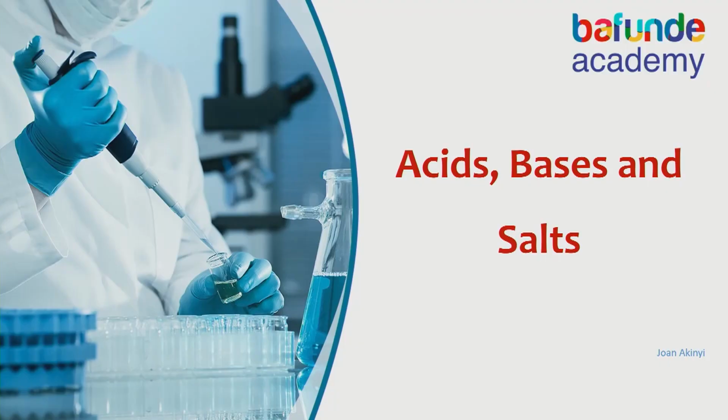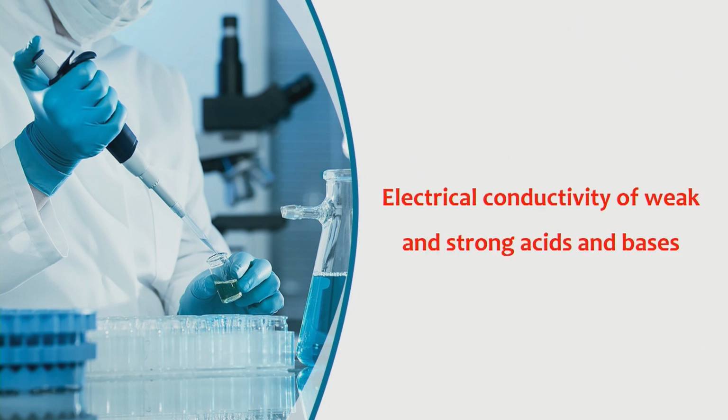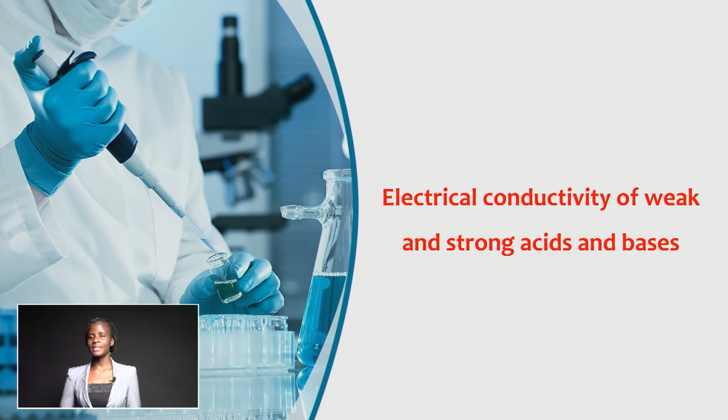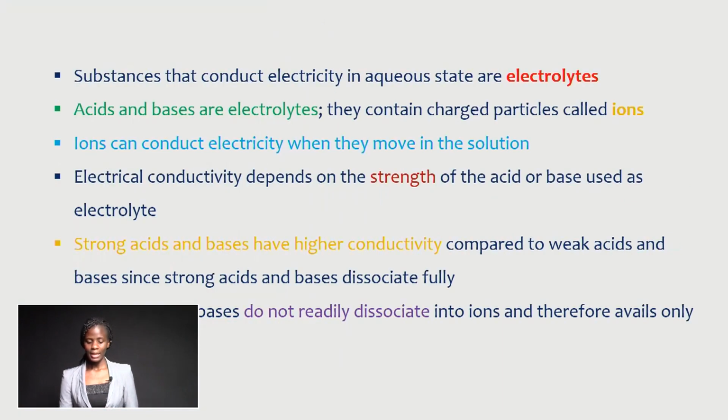We are still discussing acids, bases and salts, and this time we are going to discuss some of their properties, and we are going to start with electrical conductivity. So we are going to discuss electrical conductivity of weak and strong acids, weak and strong bases. Now, any substance that conducts electricity in aqueous state is called an electrolyte. In other words, both acids and bases are electrolytes because they can conduct electricity in aqueous state. Not only in aqueous state, but also in molten state.